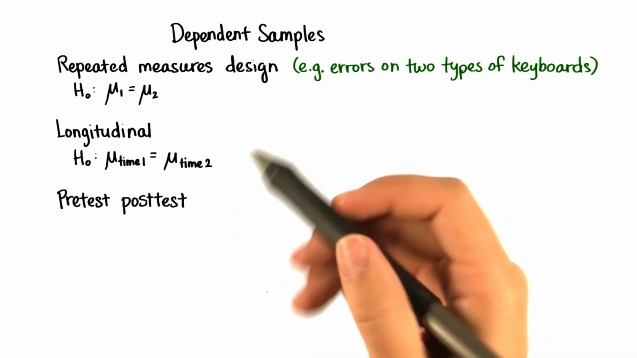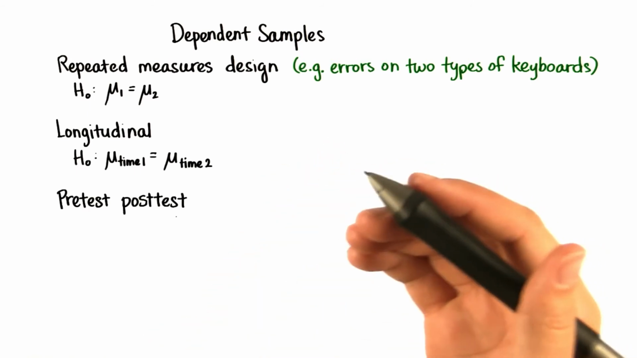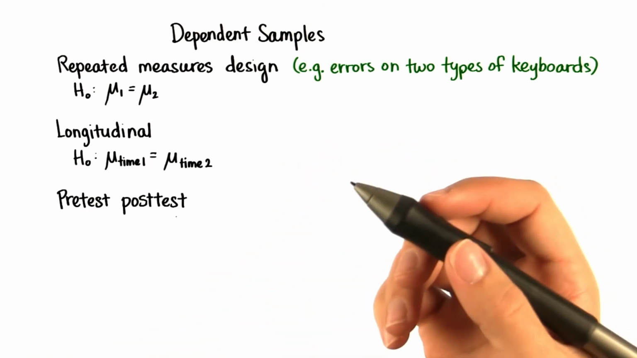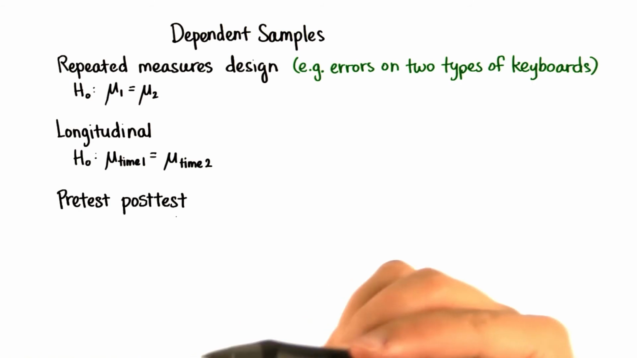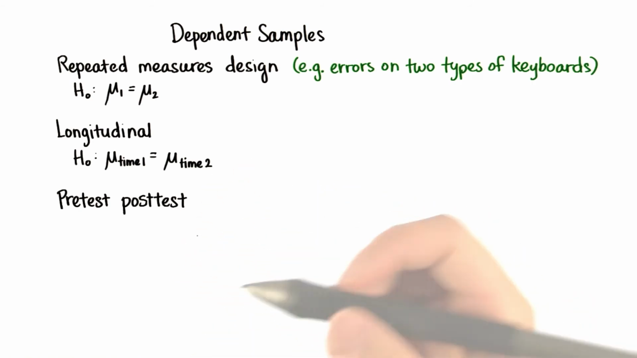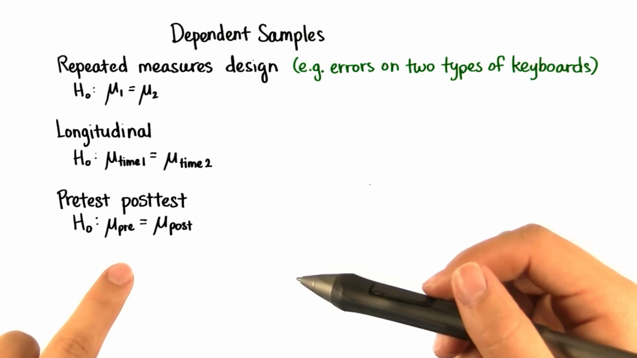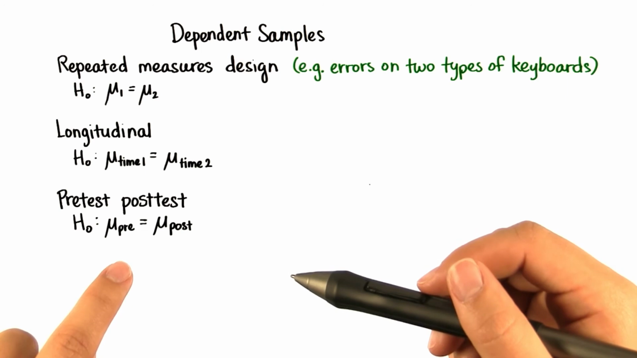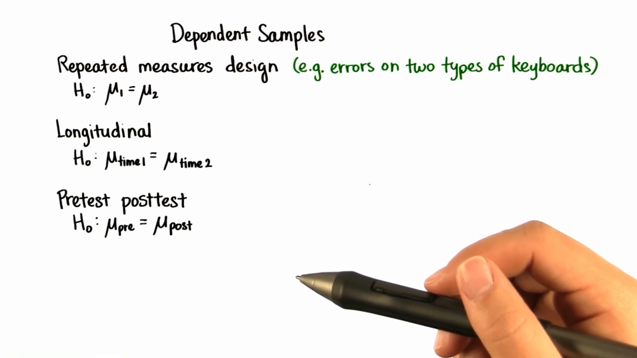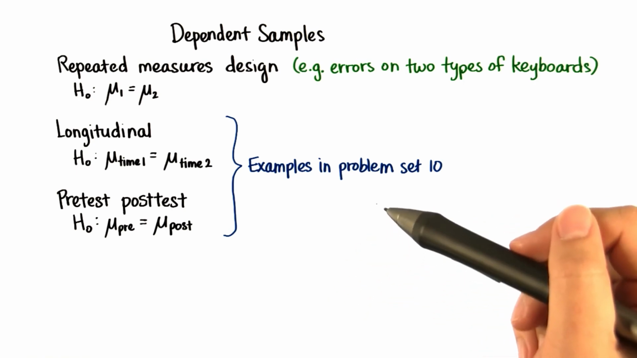And then a third type of dependent samples design is a pretest post-test, where we measure a variable, implement some kind of treatment, and then measure the same variable for the same sample after the treatment to see if there was a significant effect due to the treatment. Again, the null hypothesis is the same, that the variable won't significantly change before the treatment and after the treatment. You'll see examples of these two types of designs in problem set 10.